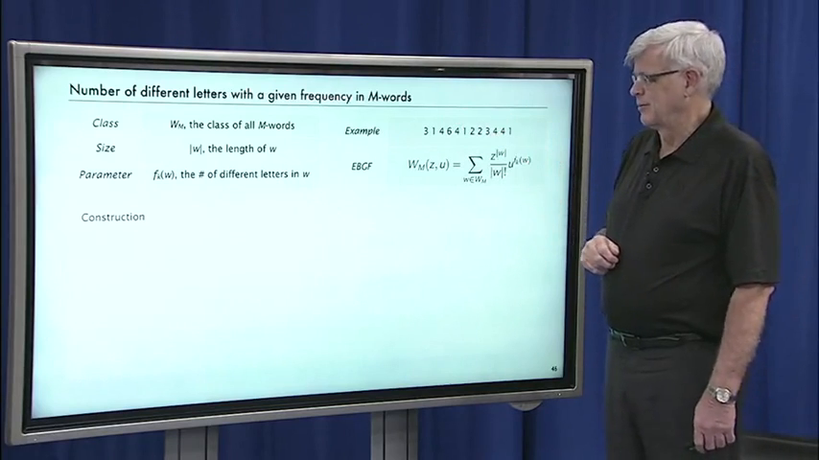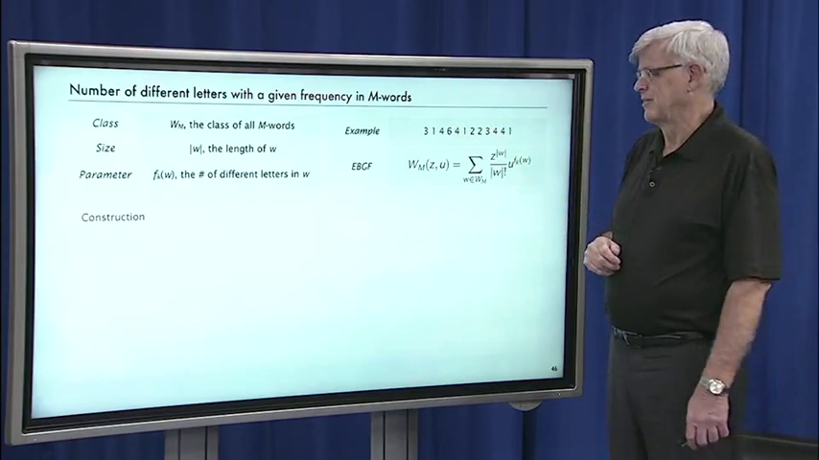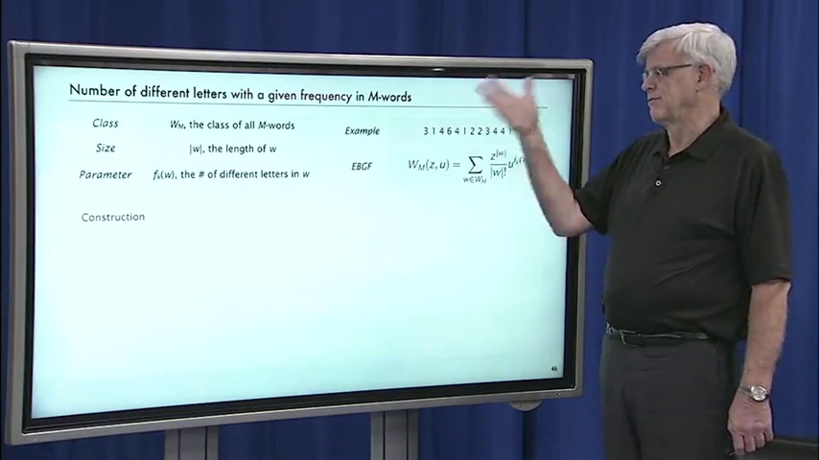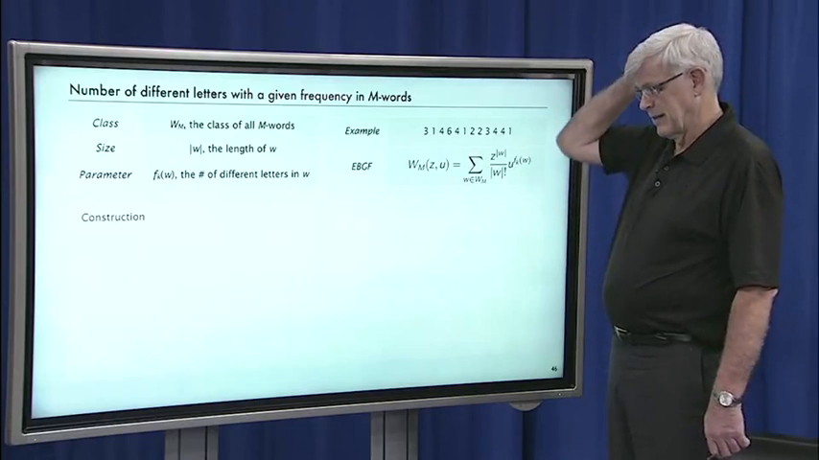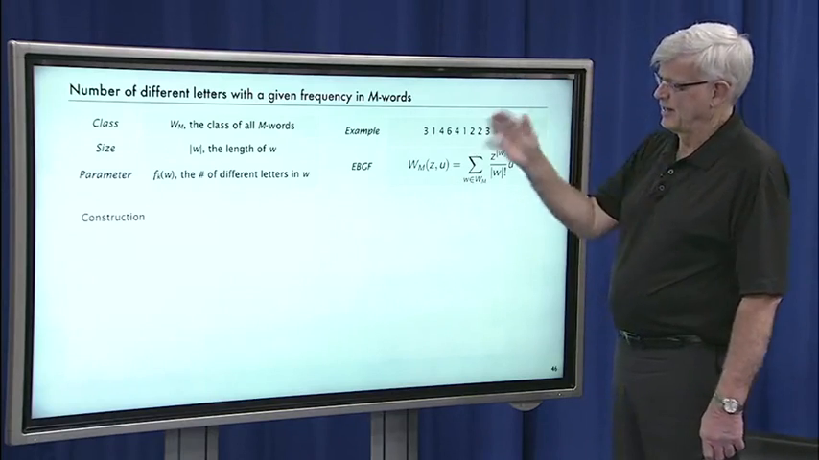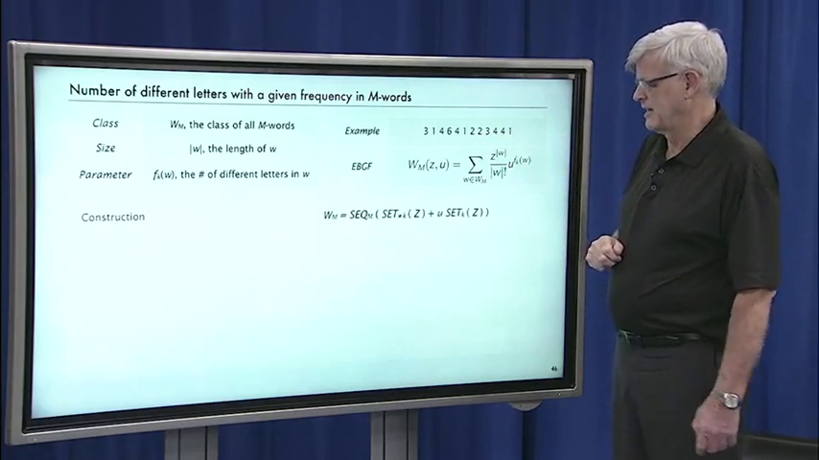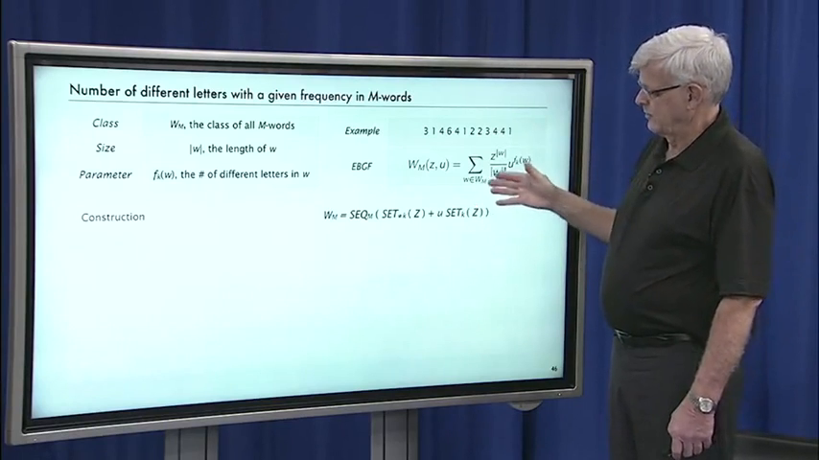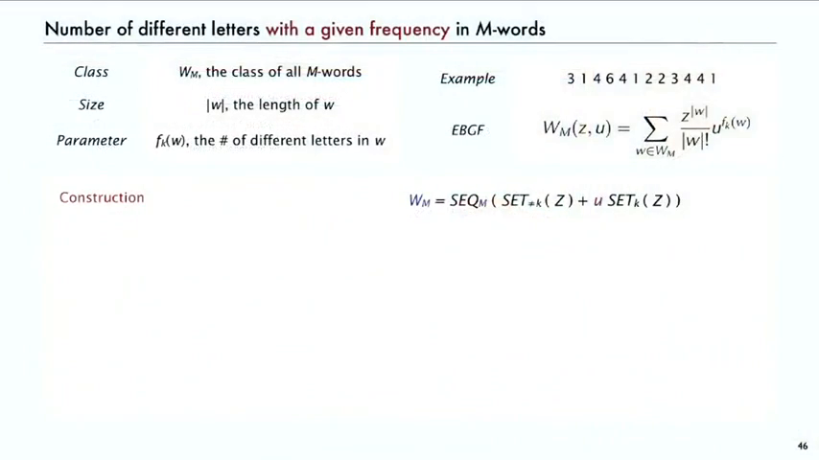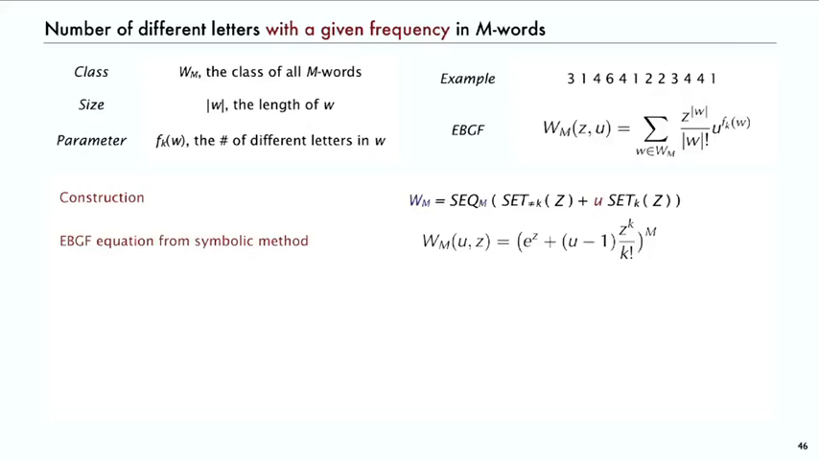So here's another example. We could pick the frequency that we care about. That was the number of different letters that appeared with any frequency. What about the number of letters that appear k times? We'll call that f_k of w, the number of letters that appear k times. So we're going to mark the ones that are equal to k, and the ones that aren't equal to k we won't mark. And so that gives us this simple EBGF equation.